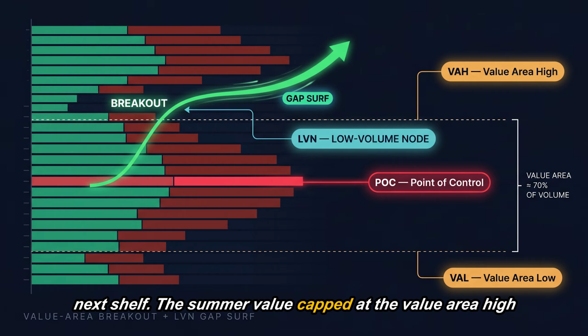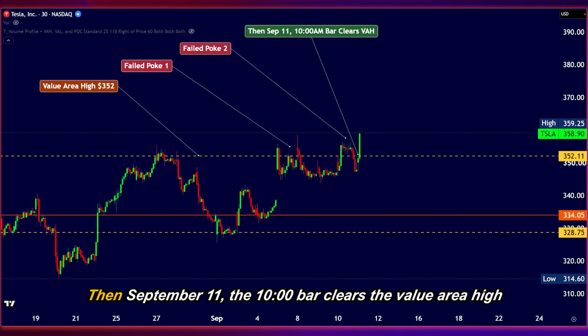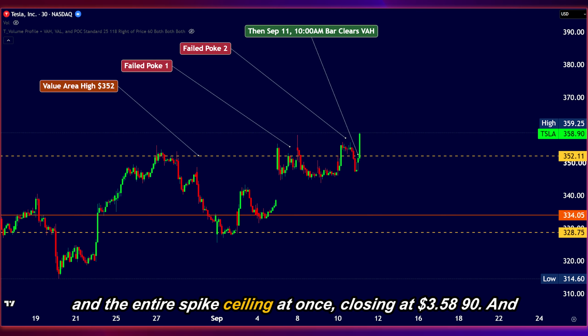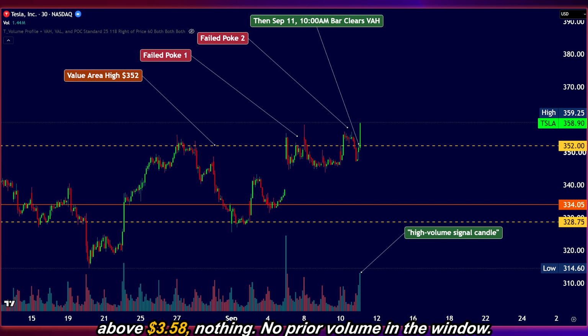The summer value capped at the value area high around 350 with failed pokes to 355, 358. That all got rejected. Then, September 11th, the 10 o'clock bar clears the value area high and the entire spike ceiling at once, closing at 358.90. And above 358, nothing. No prior volume in the window. An open door all the way to 425.